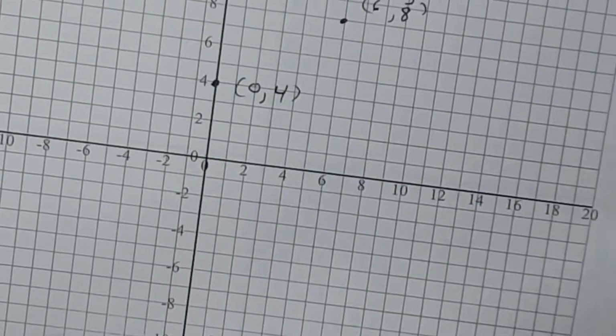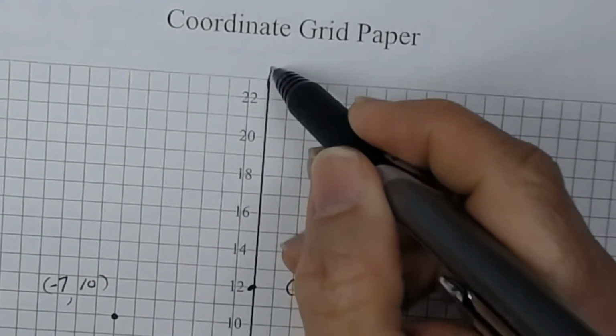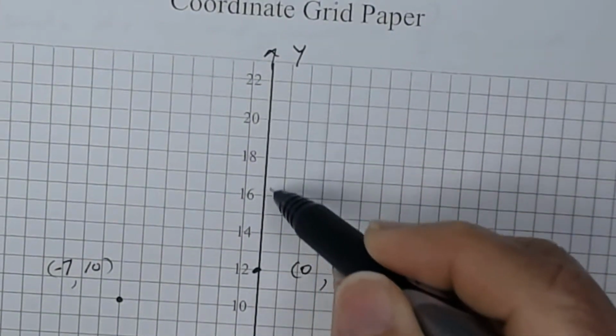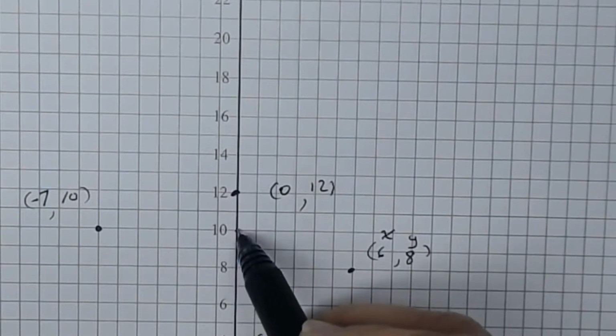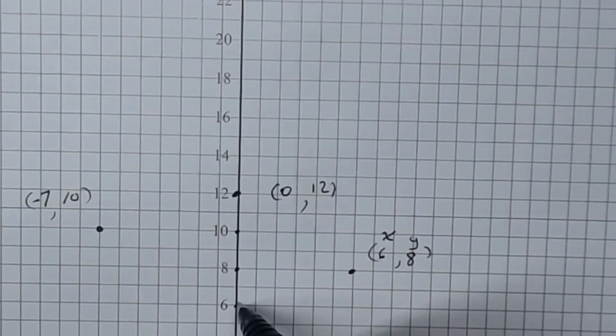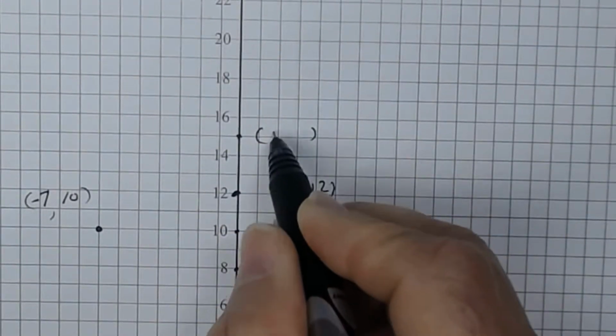What I want you to notice is that when you're looking at a point on the y-axis, this is your y-axis right here, no matter what point you're looking at, all these points right here will have an x-coordinate of 0.